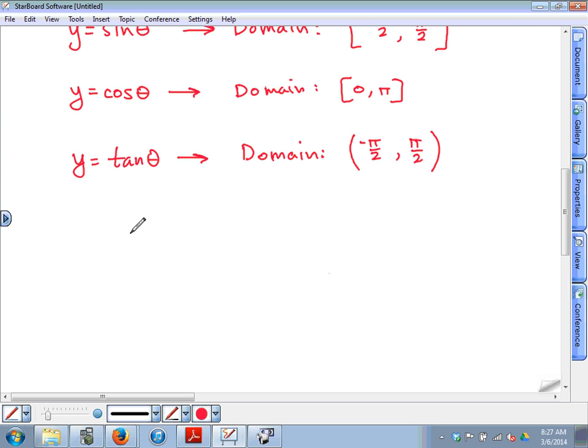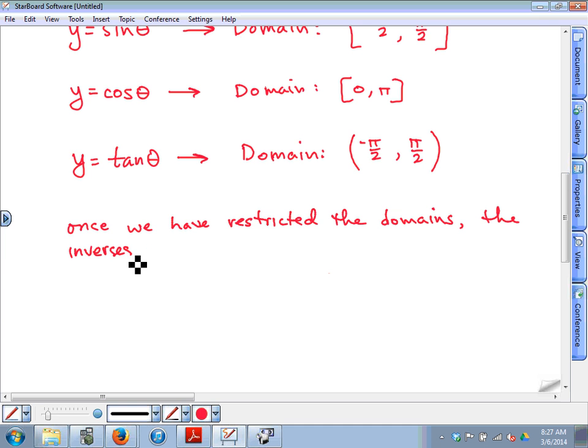Anyway, let's talk about inverse now. Okay, once we have restricted the domains, the inverses are now functions, and that's important. We want to define these inverses as functions. Why do we want to have a function? Well, a function, if you put in one input, what do you get? If it's a function, if you put in one input, you get one output, and that's what we're going for here. We want to have one output.